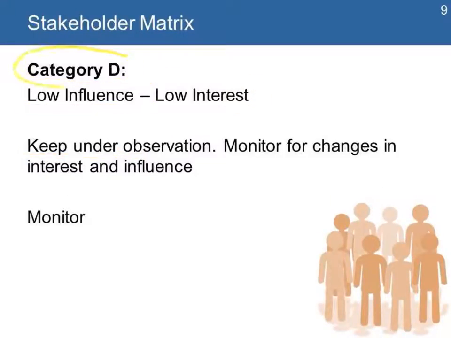The last group is category D. These are the stakeholders that have low influence, low power, and low interest in the project. The idea is that we don't do much work with them, we just keep them under observation, but we do monitor for changes in interest and influence. We might not need to spend a lot of resources to change their interest because they don't have much power or influence, but by the nature of the groups, sometimes the influence changes.